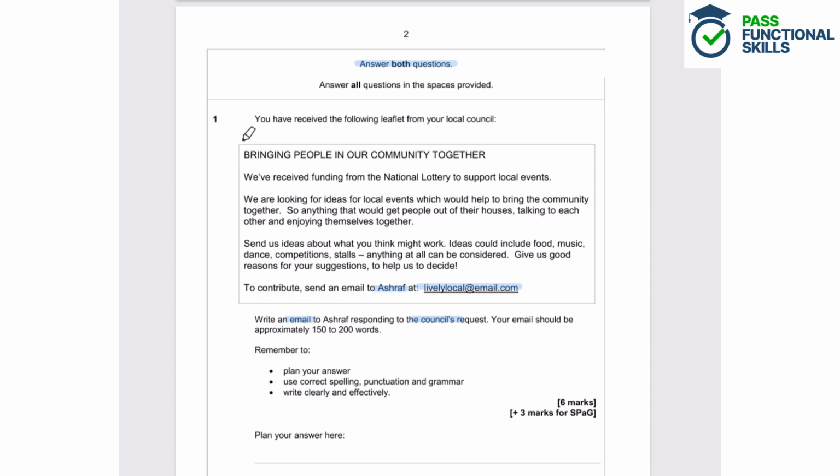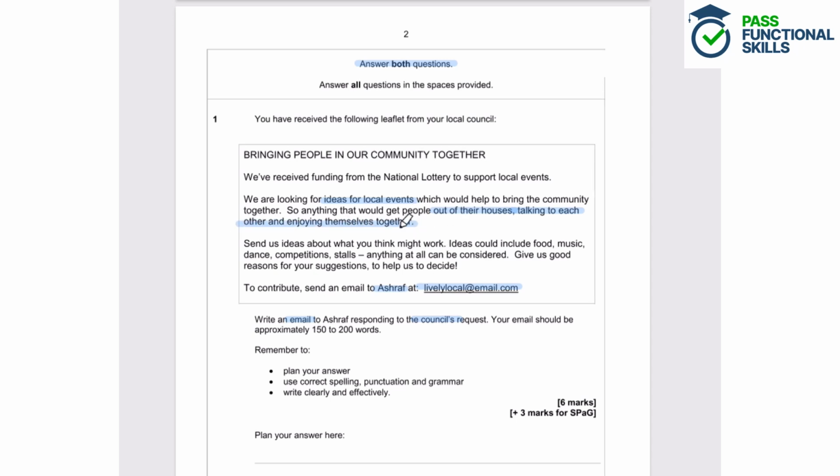We also need to consider the purpose of the question. So what are we actually needing to write about? Well, we need to give our ideas for local events. And these events have to get people out of their houses. So we have to do something that is either outdoors or out of people's individual houses. And we want people to talk to each other, socialise and enjoy themselves together.